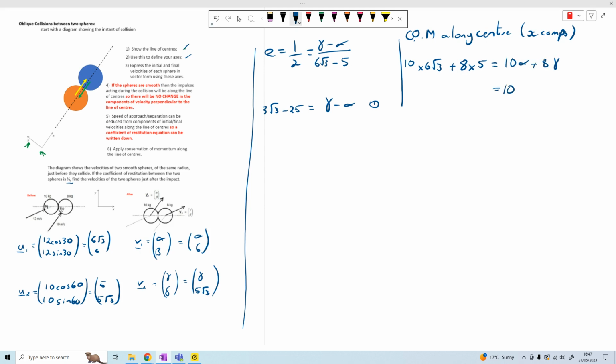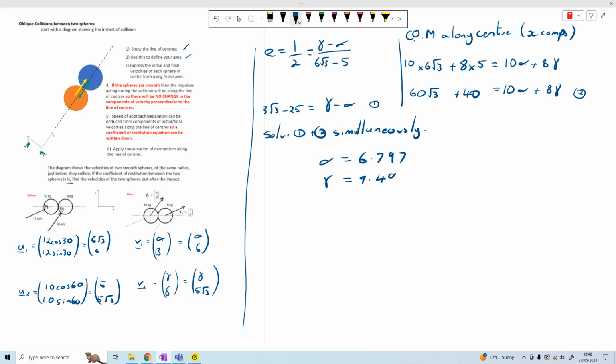Okay, and I'm going to simplify this a little bit. Gives me 60 root 3 plus 40. Okay, now yes, I know I could simplify this even more, and like divide everything by 2. But there's no need for me to do that. Okay, I can just solve these simultaneously. Okay, so I'm going to solve 1 and 2 simultaneously. Okay, that is going to give me alpha is 6.797 and gamma is going to be 9.494. Okay, so I can now do my V1 equals and my V2 equals.